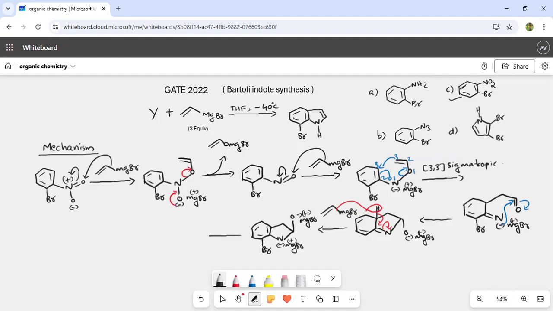This is followed by acid workup, that is H3O plus, and dehydration takes place. So we'll get the final product, the substituted indole.